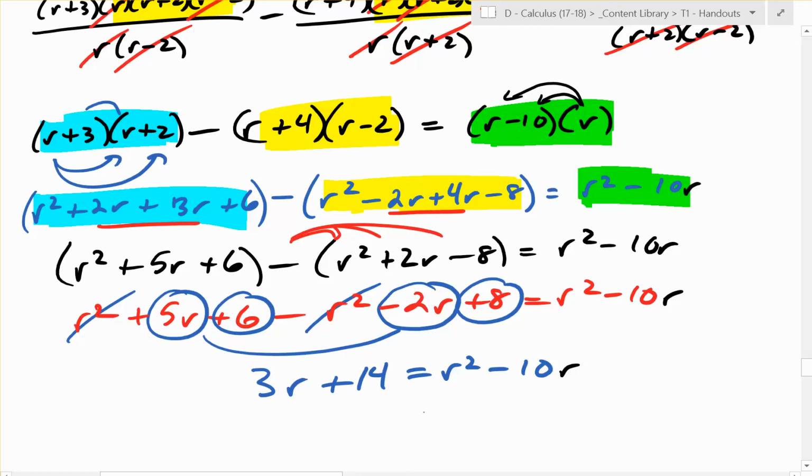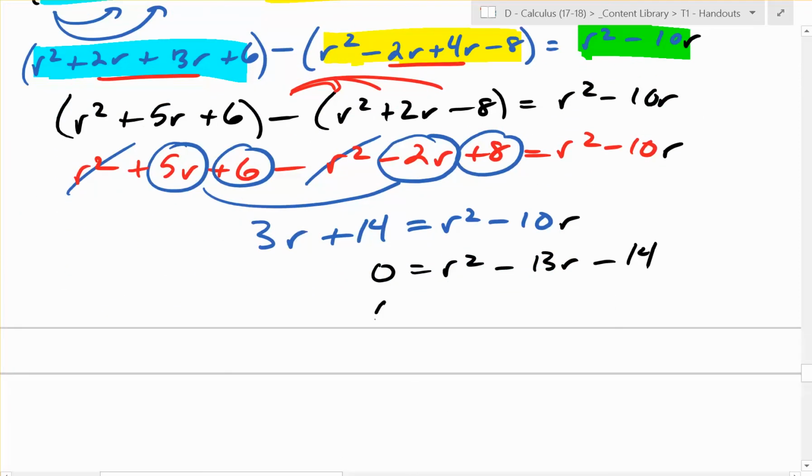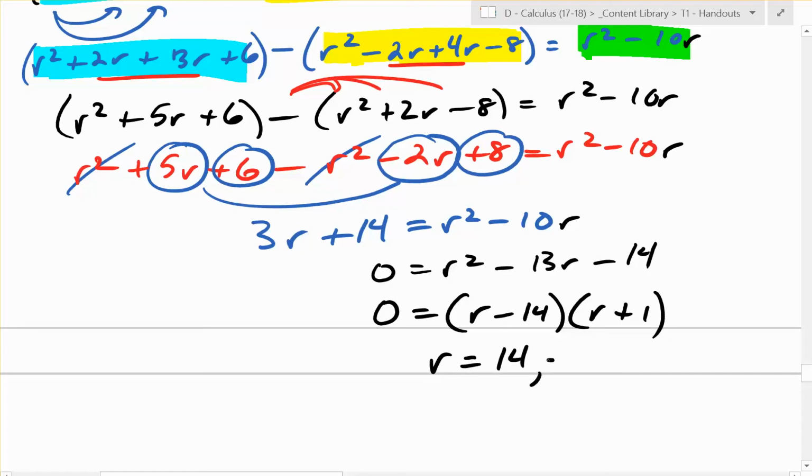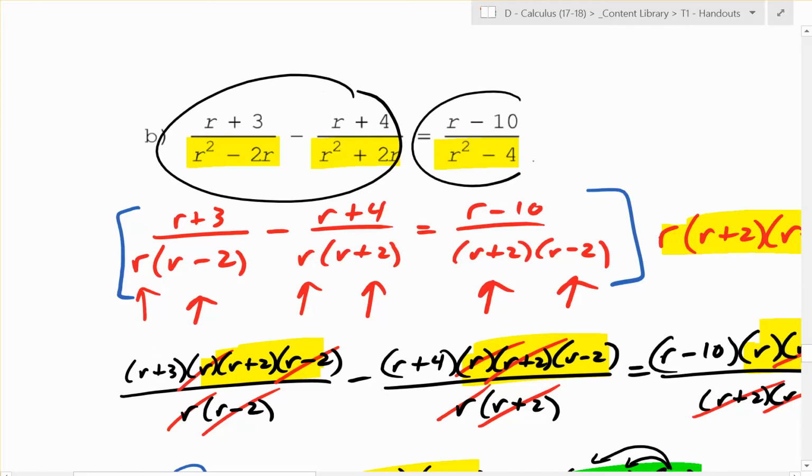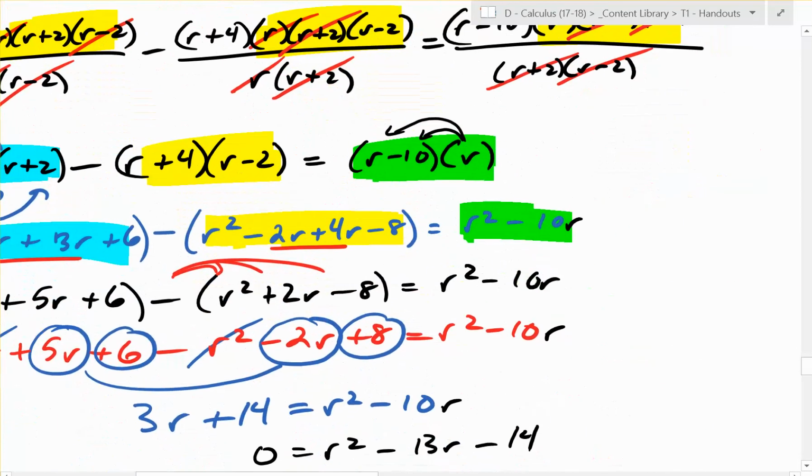So now when you subtract, you end up with 0 equals r squared minus 13r, because you're subtracting 3r, minus 14. Much better. And now that's a quadratic. You want to check to see if it's factorable or nicely factorable, and it is. It's r minus 14 times r plus 1. So r is equal to 14 or negative 1. You should check your answer by plugging those into the original to see if this side equals that side when you plug in your solutions.